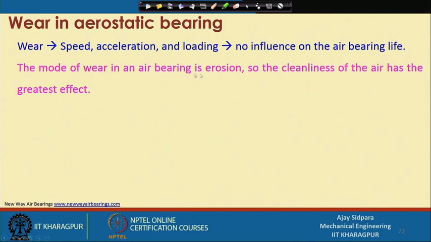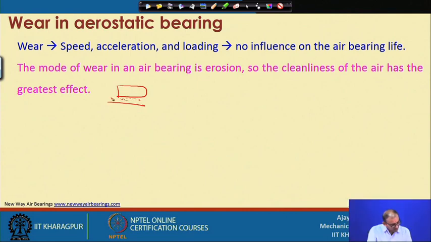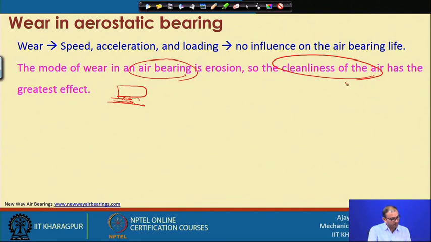The mode of wear in the air bearing is erosion, so the cleanliness of air has the greatest effect. But it can be reduced, or completely eliminated, if you filter the air perfectly. So this is what is happening: this is the air film, and if some particles are here and the air is moving, the particles will erode these surfaces after a long time of usage. That erosion happens because of the presence of these particles. So if you maintain the cleanliness of the air, most probably you will not encounter this type of problem.